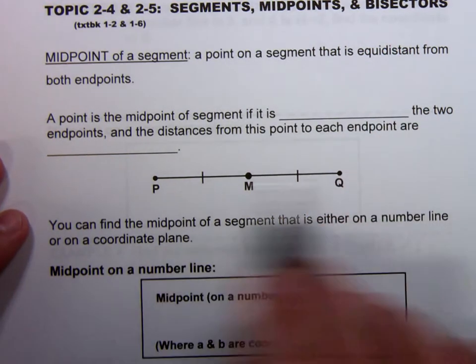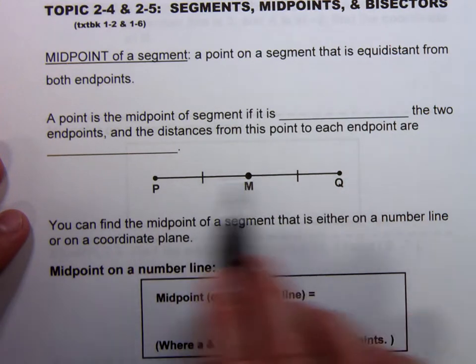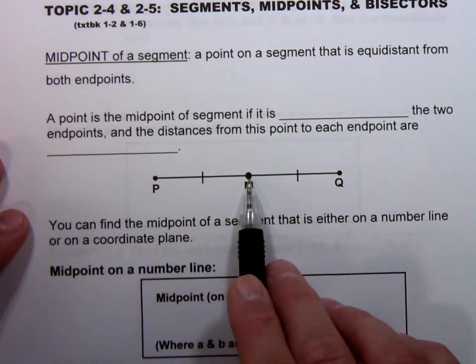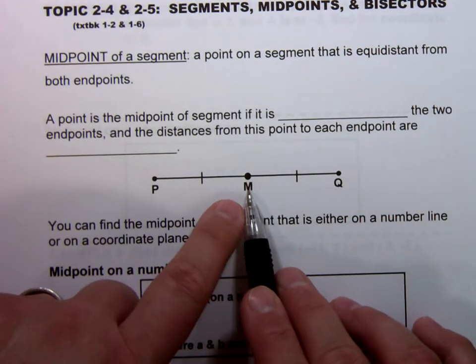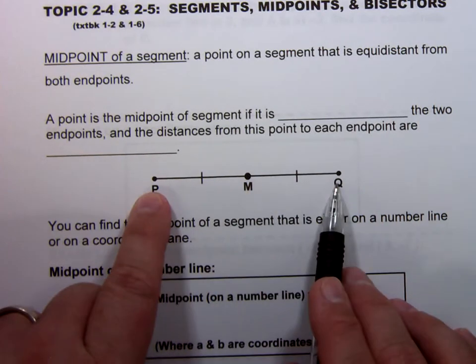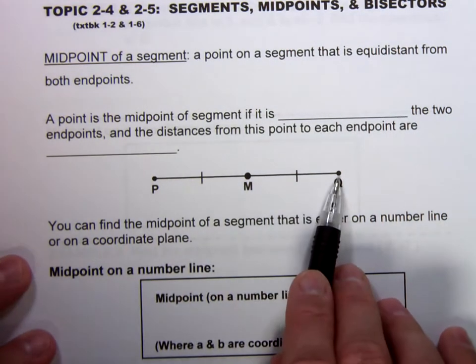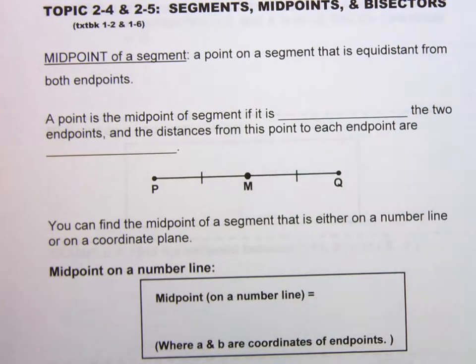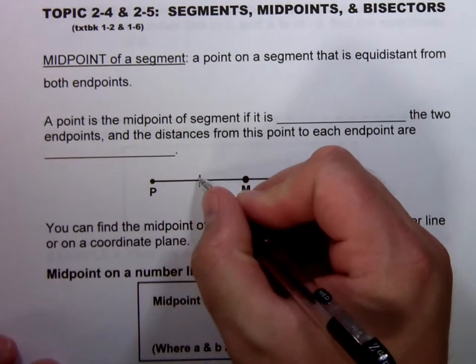Okay, so there's an example down here. Here's line segment PQ, and M is the midpoint. It's the same distance from M to P as it is from M to Q. It's an equal distance, or it is equidistant from the endpoints. Now, the way I know M is the midpoint is not because it looks like it is. It's because of these marks right here.